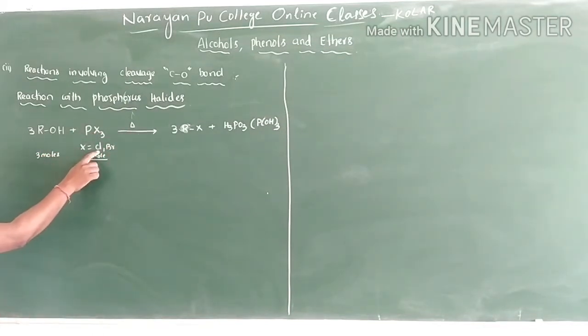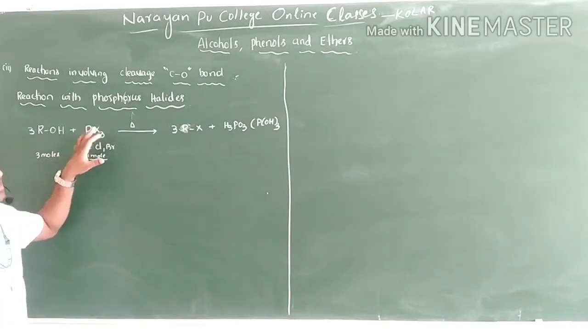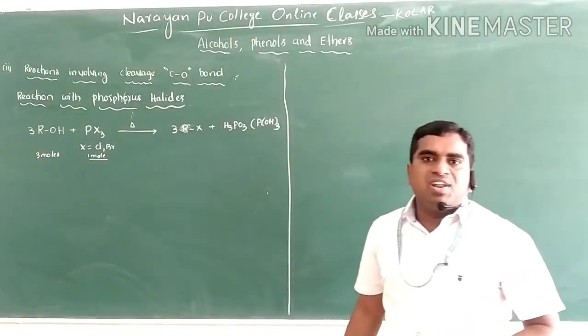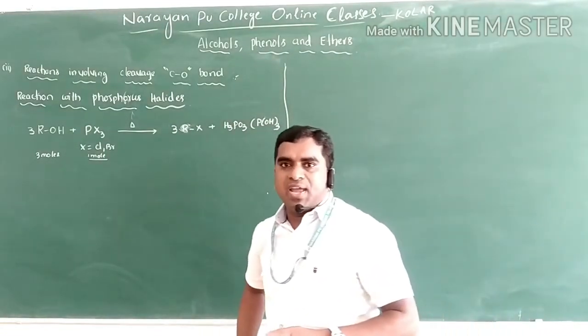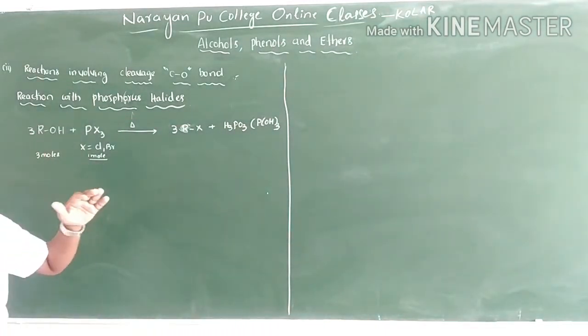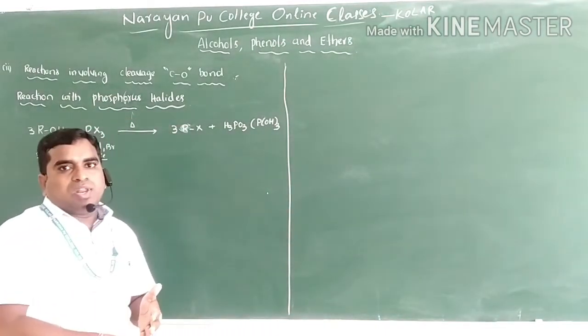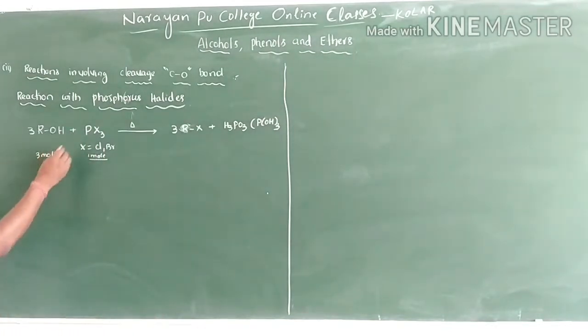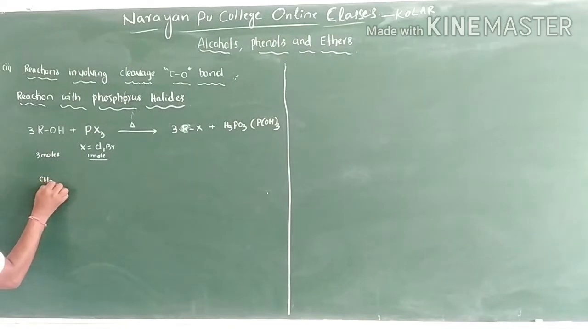I have mentioned here chlorine and bromine, not iodine, because phosphorus triiodide is a very unstable compound. So that's why you have to prepare the phosphorus iodide in the reaction itself. That we will call an in situ preparation. Clear?